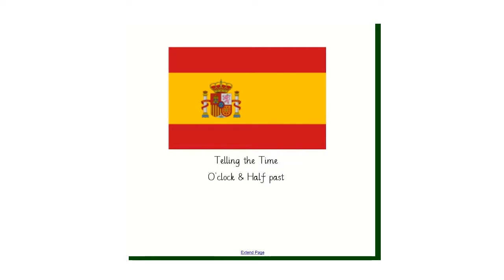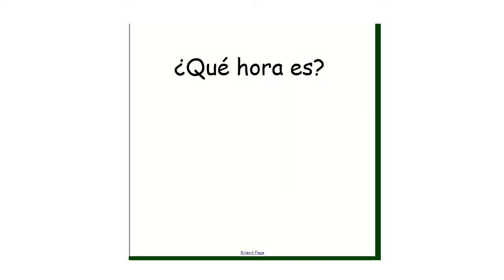Today we're going to be learning how to tell the time in Spanish, and we're focusing on o'clock and half past to begin with. To ask somebody what the time is in Spanish, we say ¿Qué hora es? Can you have a go? ¿Qué hora es? Which translates to what hour is it?